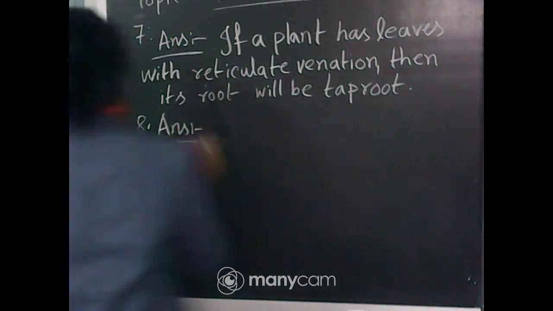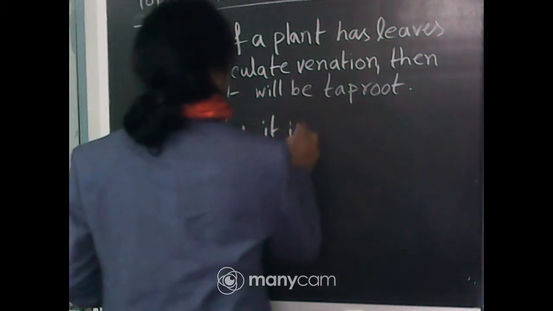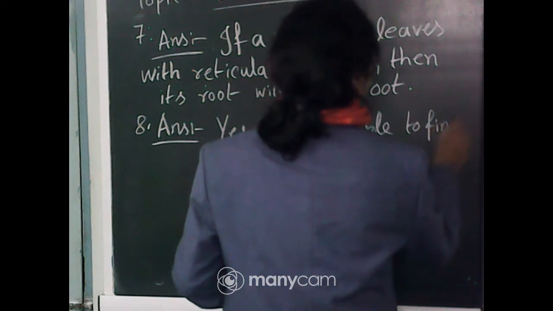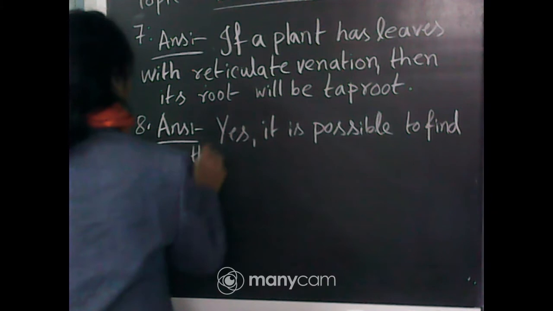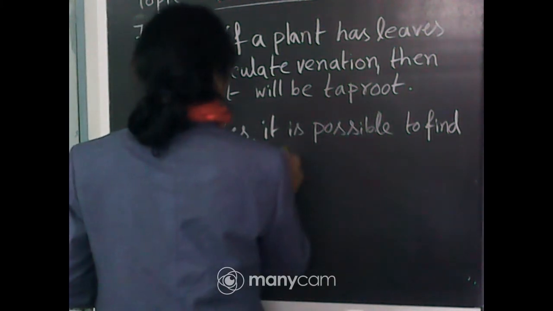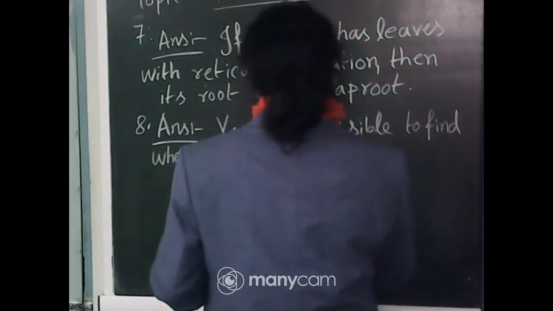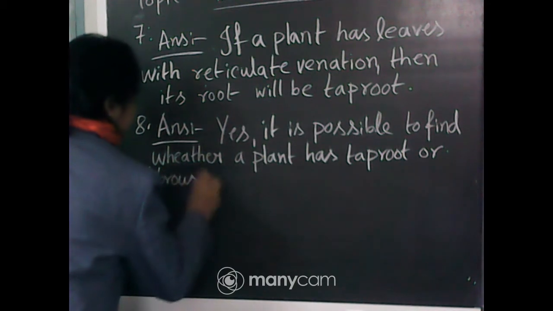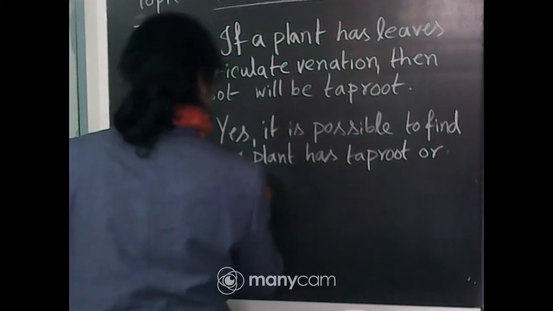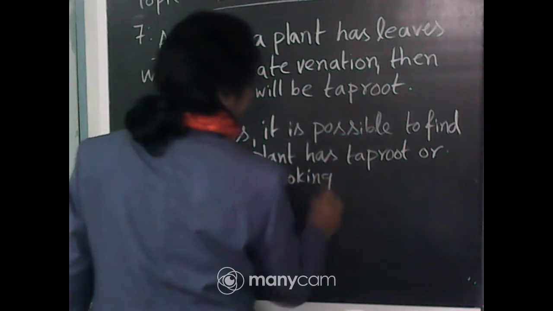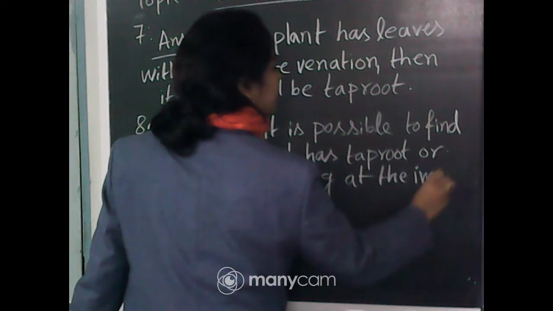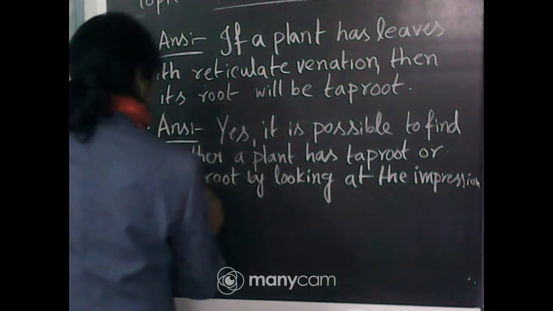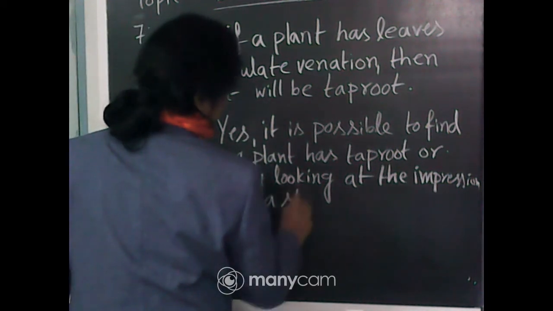Answer eight: yes, it is possible. It is possible to find whether a plant has taproot or fibrous root by looking at the impression of its leaf on a sheet of paper.